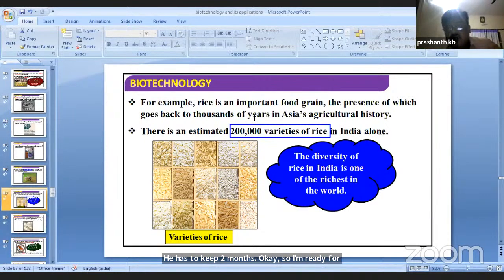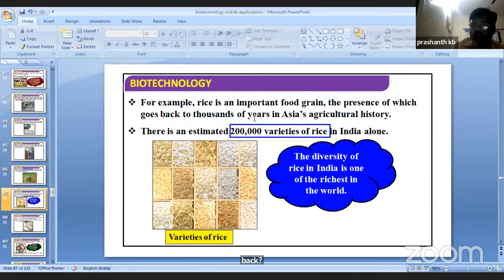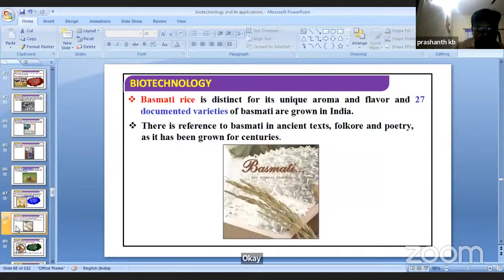Now another, turmeric and neem, it is given in your NCERT textbook. They will ask, what are the two patents which India wants to get back? Turmeric and neem. Americans are saying they only have discovered turmeric and neem. They are trying to get this back. 27 varieties are documented.